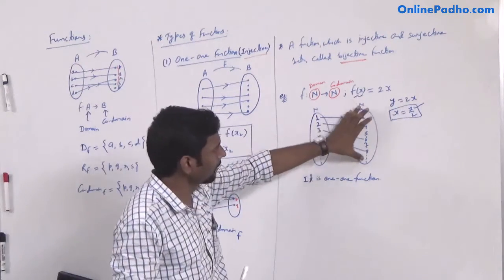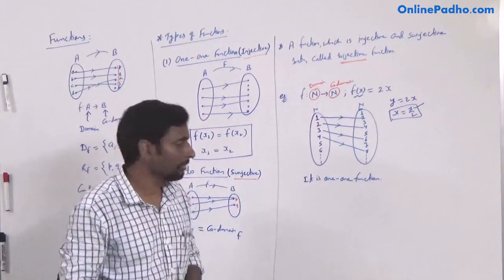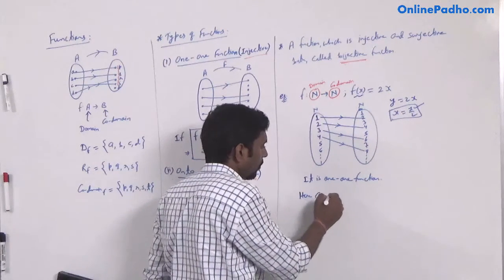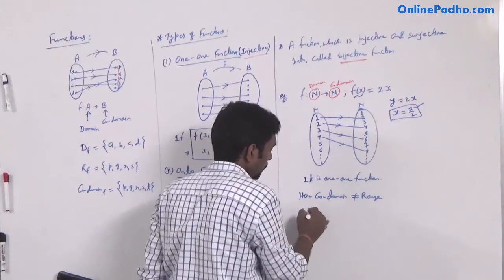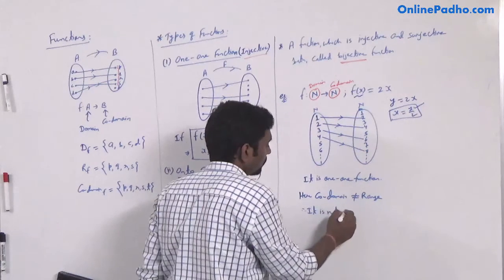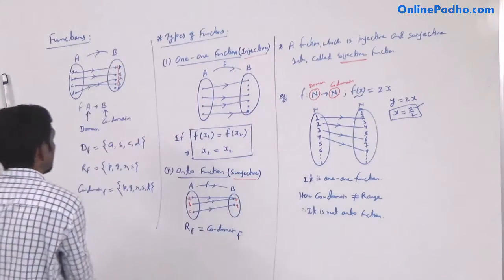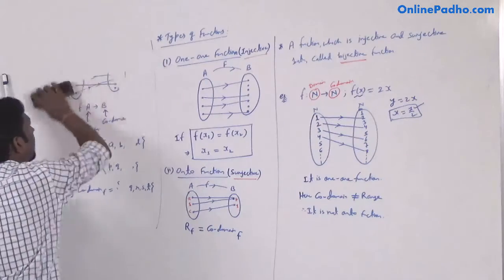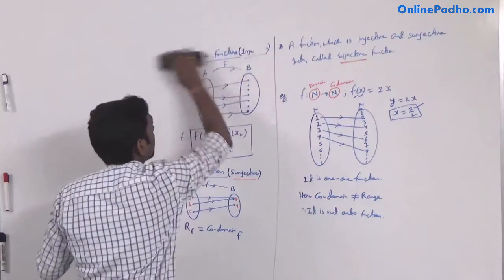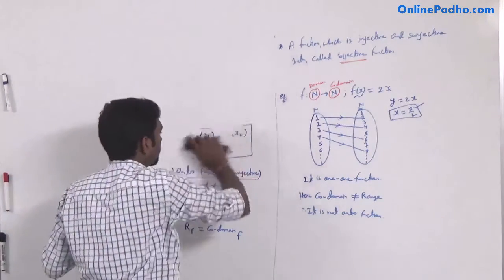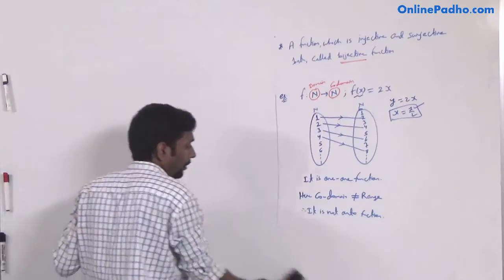1, 3, 5, 7: we have some elements in its codomain, and there is no pre-image for those elements. So here the codomain is not equal to the range. If the codomain is not equal to the range, then it is not an onto function. You have to check the domain and codomain, and according to the mapping, we can say whether a function is one-one or not, onto or not. I think you got the point. How can we check whether a function is one-one or not, onto or not?